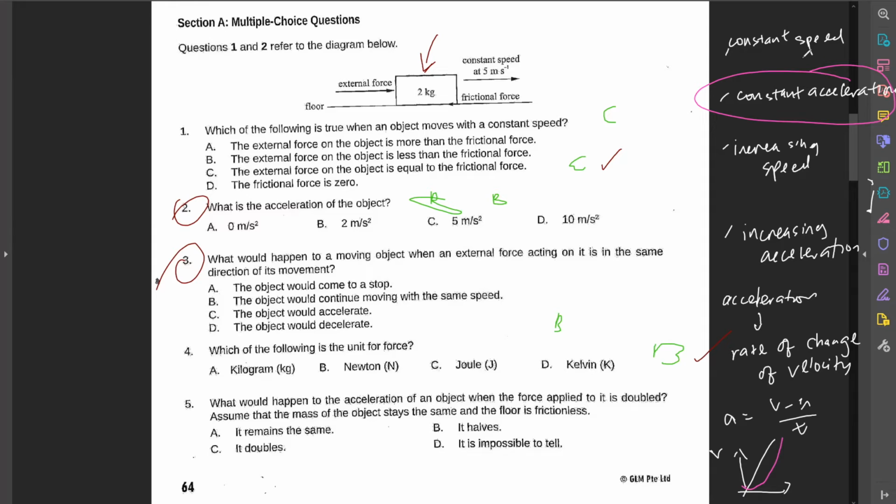So if you have constant acceleration, that means there is a constant change in velocity. So when there is constant speed, that means there's no change of velocity, then the acceleration is 0. And that's the explanation for question 2.